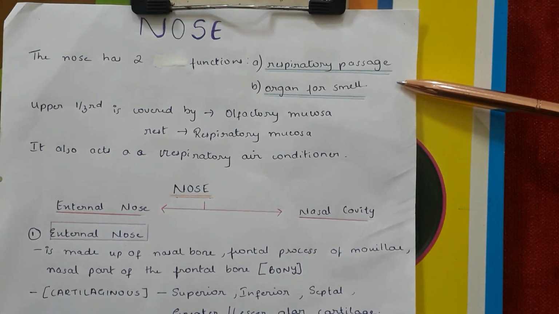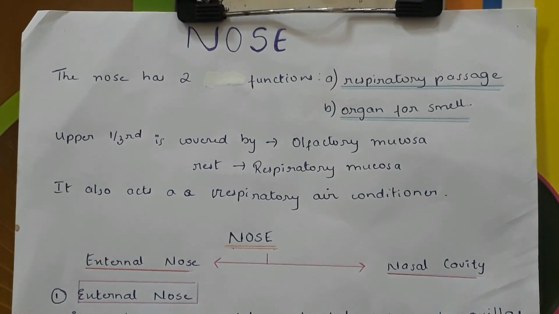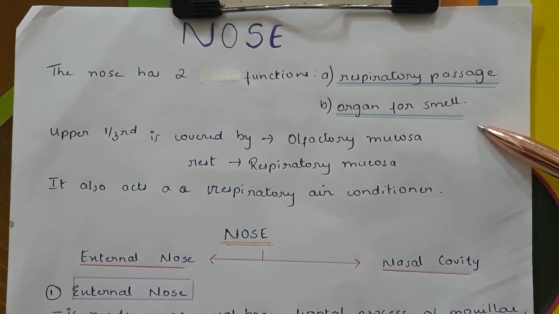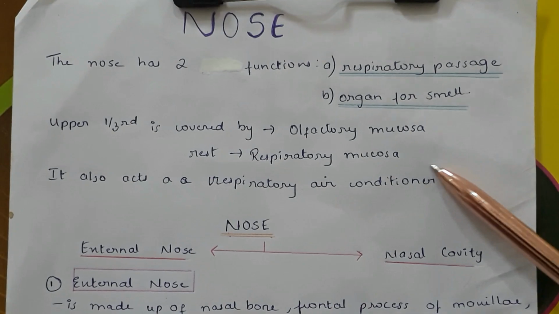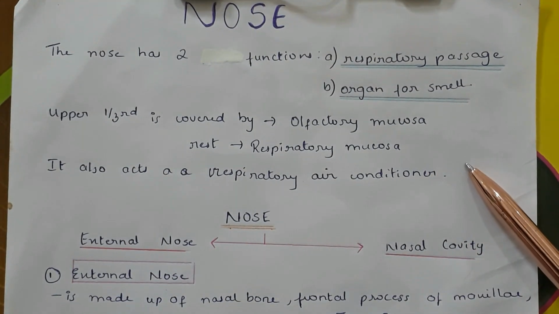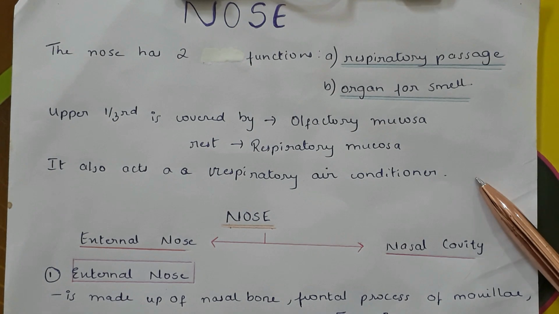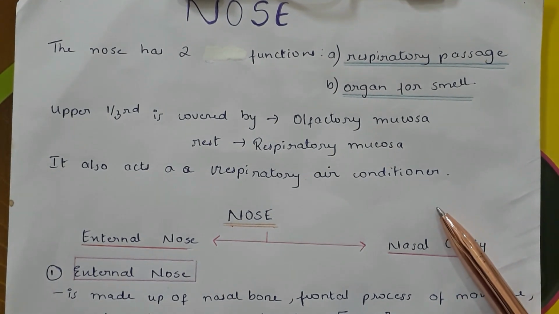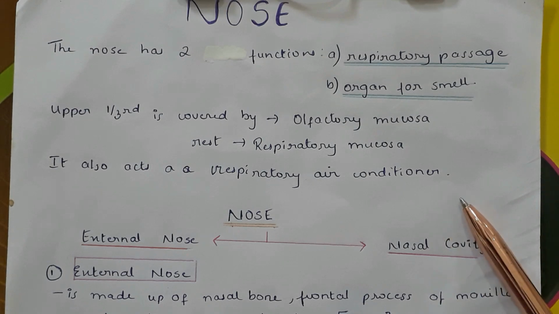The nose has two functions. It acts as a respiratory passage and it is the organ for smell. The upper one-third of the nose is covered by the olfactory mucosa and the rest is covered by the respiratory mucosa. It also acts as a respiratory air conditioner.